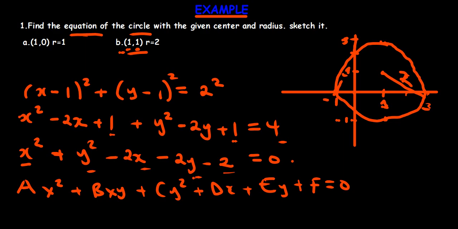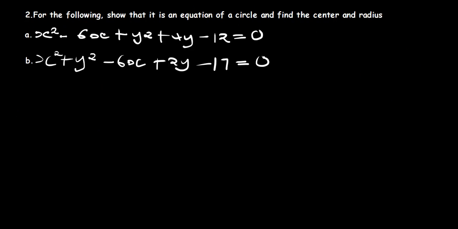Okay, so we move on to look at a different form of the question. So these are the different forms of a question that I'm talking about. The question reads, for the following, show that it is an equation of a circle and find the center and radius. As we've looked at the equation of a circle, the general form of a circle, and how we identify it, we must use that knowledge in order to answer this question.